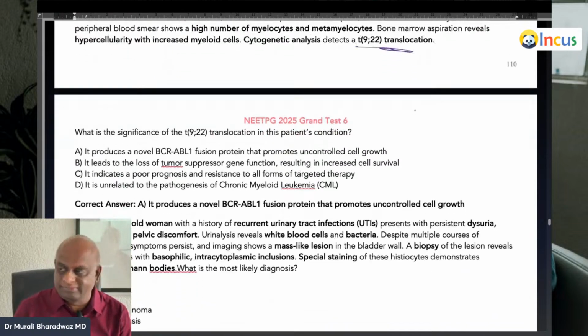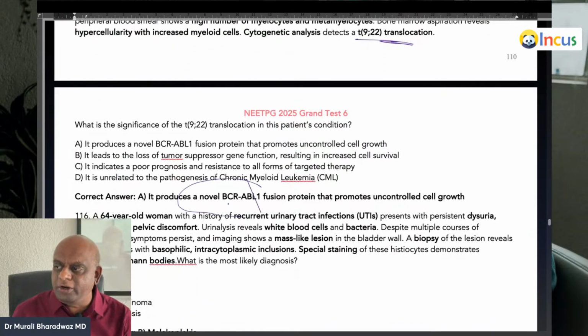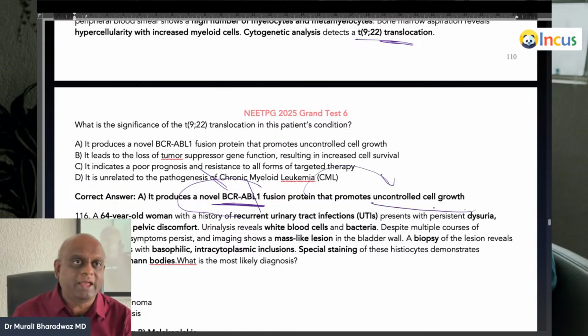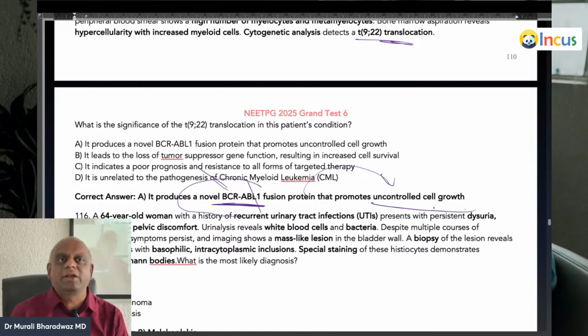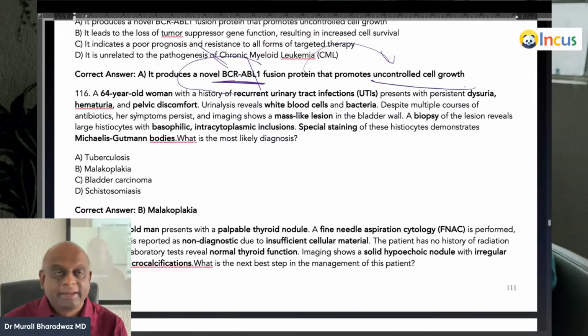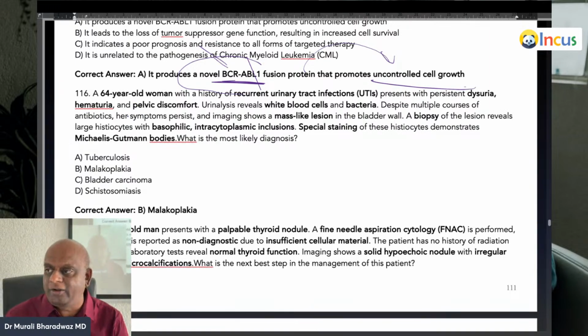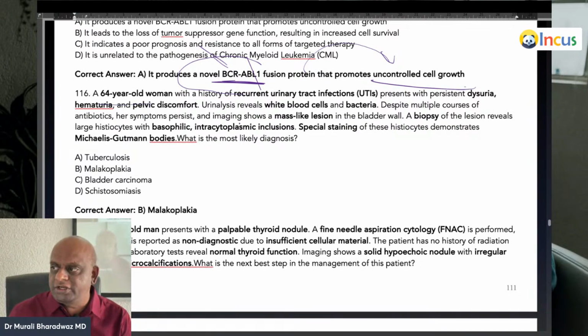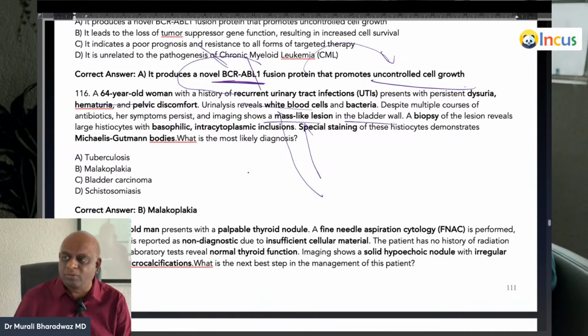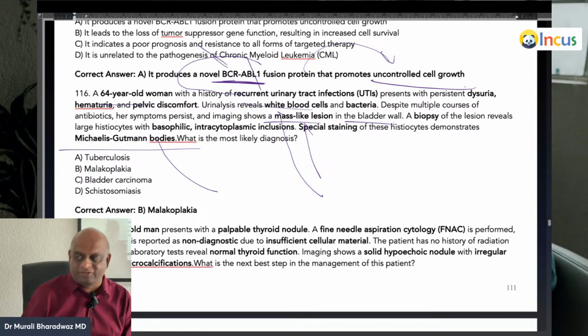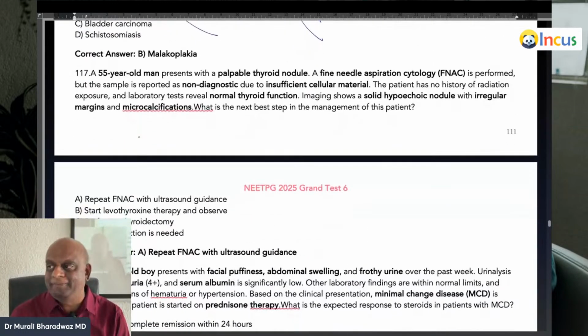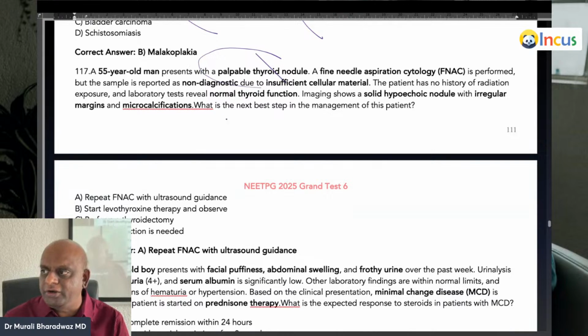45-year-old with t(9;22) translocation. So t(9;22) will produce a novel BCR-ABL1 fusion protein that in turn will promote uncontrolled cell growth in case of CML, chronic myeloid leukemia, Philadelphia chromosome. 64-year-old with recurrent urinary tract infection, mass-like lesion in the bladder wall. Michaelis-Gutmann bodies are a feature of malakoplakia. A palpable thyroid nodule is there.